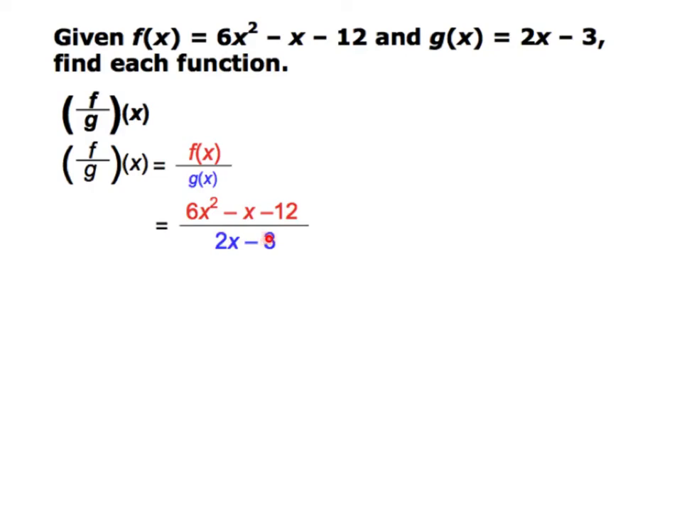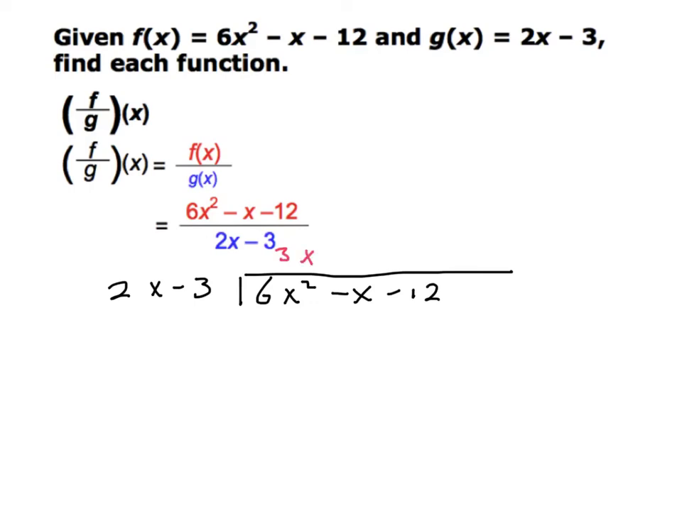Now, how do we go about that? Well, let's just set it up. So we're going to take the 2x minus the 3, and that's going to divide into the 6x squared minus the x minus 12. Okay, then you're going to ask yourself, what times 2x is 6x squared? Well, it's going to be 3x. You take that 3x times the 2x minus 3, and we will get 6x squared minus 9x.